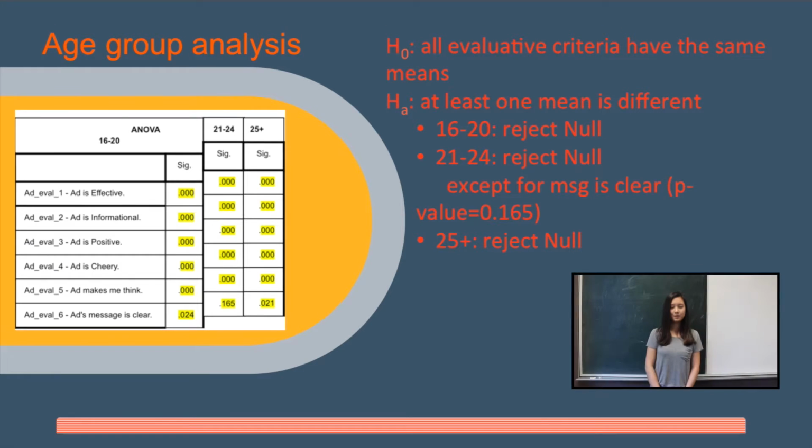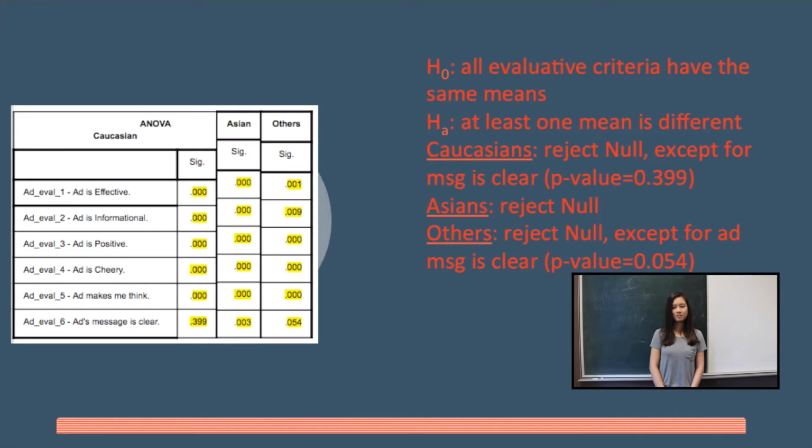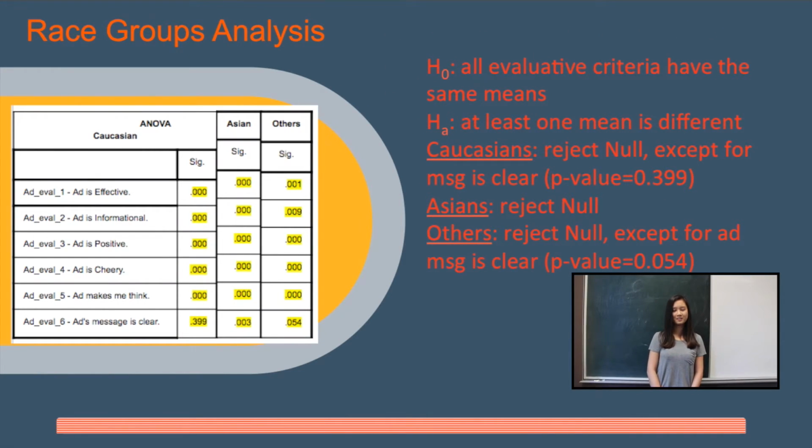For the race analysis, Caucasians were found to have statistically different means between ad types for every evaluative criteria, except "ad message is clear". They rated ad type 2 the highest in effectiveness, informational, and thoughtful. Asians and others were found to have similar trends to Caucasians in response to type 2 ads, with statistically different means in ANOVA for every evaluative criteria. Most of the Asians found ad type 2 more informational and thoughtful than ad type 1.